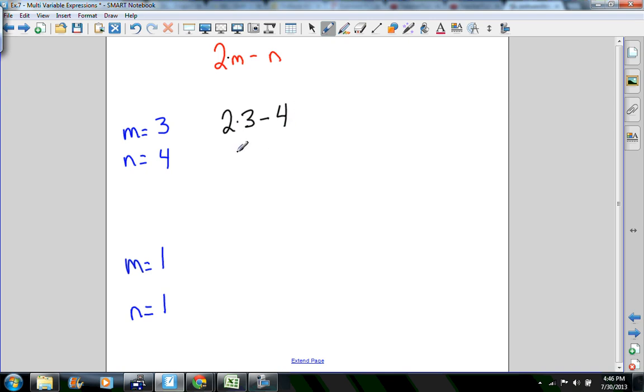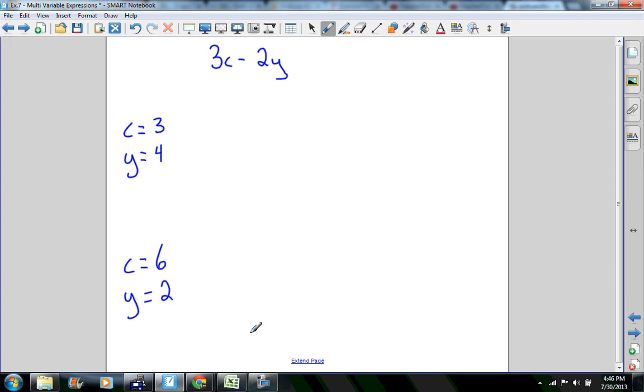2 times m, well, that's 6. Minus 4, well, that's 2. And that's it. So then here, for the same type of problem, we can go 2 times 1 minus n, which is 1. So then it's 2 minus 1, and it's just 1. And that's it.